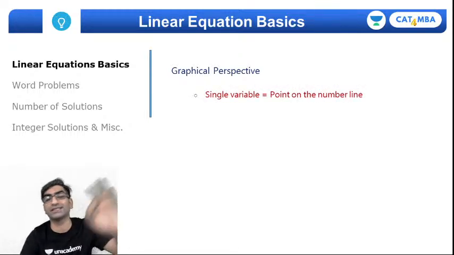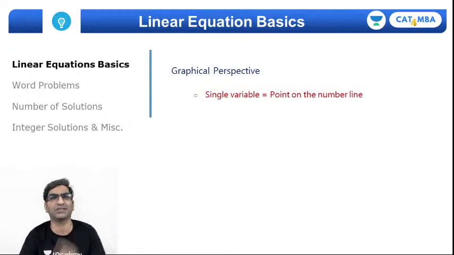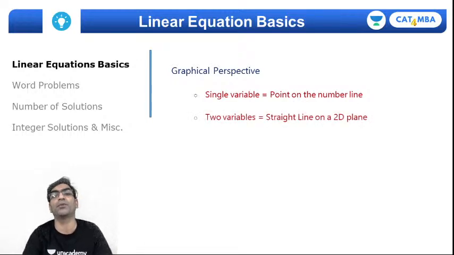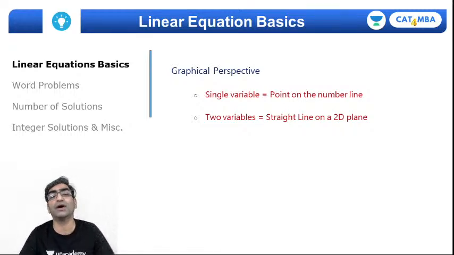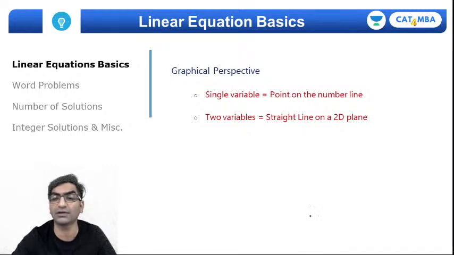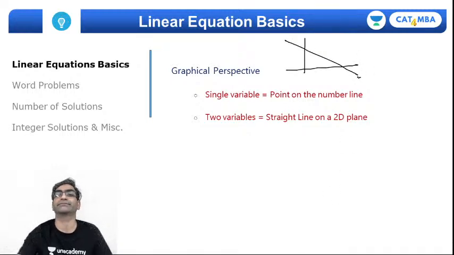So well, think about a single variable, right? If you have an equation in a single variable, it's going to be a point on the number line, right? x equal to 5 means number line pe x equal to 5, x equal to minus 3 will be to the left of the origin, right? Similarly, if you have a linear equation in two variables, so what does that denote? Well, if you consider an xy plane, it denotes a straight line, right?